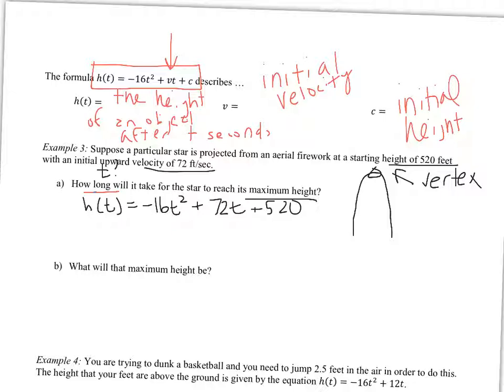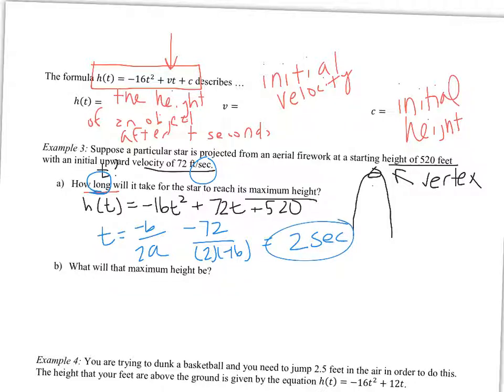From this function, I'm going to figure out what the maximum is, or what the vertex is. I'm going to find the t value, which means I'm going to find the x value, or the independent variable. So t is equal to opposite b over 2a. So opposite 72 over 2 times negative 16. This turns out to be 2. My units are seconds, so 2 seconds. So at 2 seconds, if this was 2 on the x-axis, it reaches its maximum height.